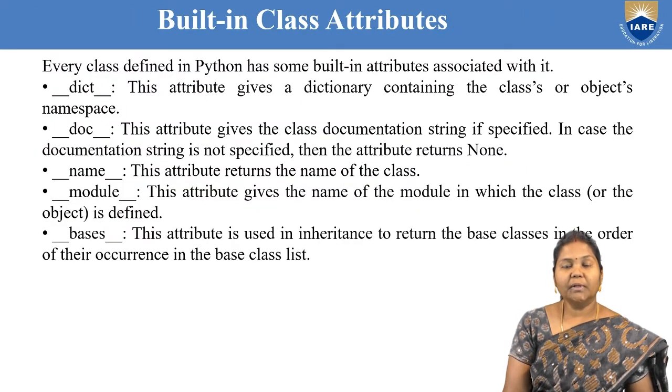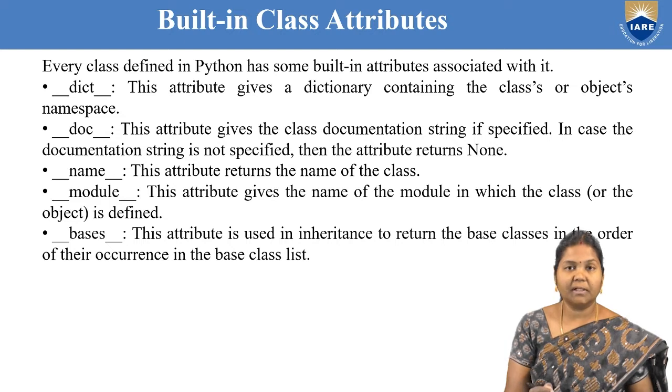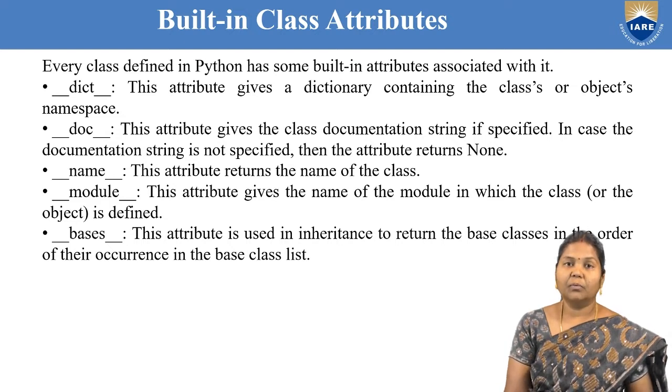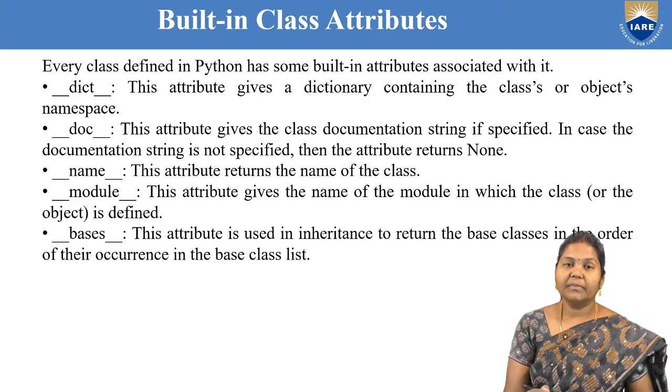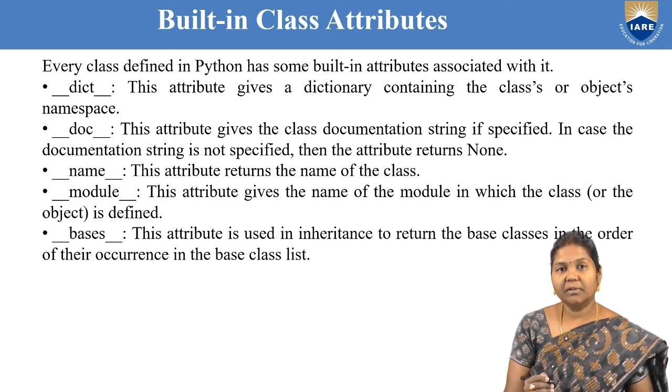Now, after knowing about the built-in functions which are used for class attributes, let us understand what built-in class attributes there are. We have already understood the built-in functions. Now, we will understand the built-in class attributes. In Python, there are a number of built-in class attributes available, but out of those, we are going to discuss a few important ones.